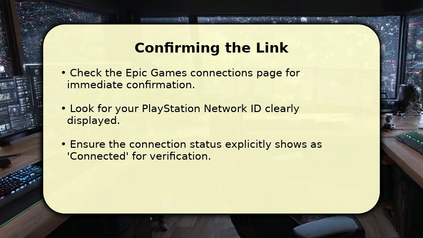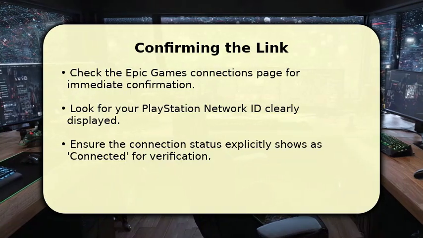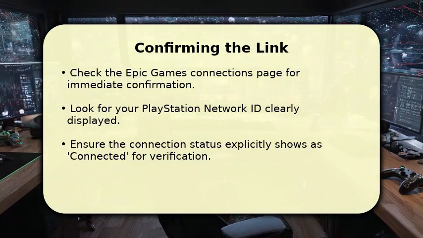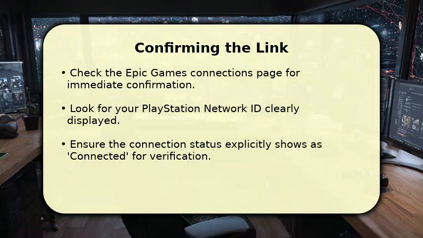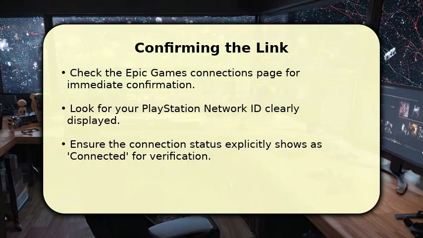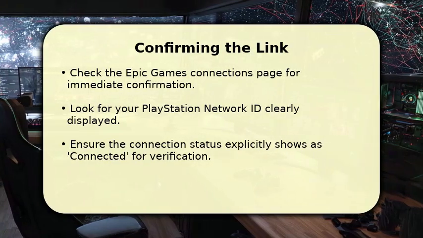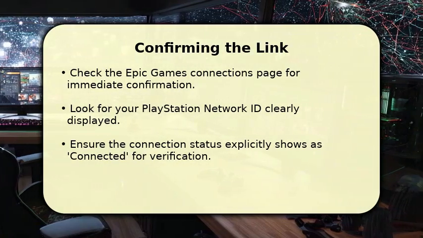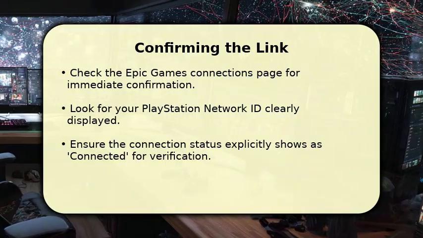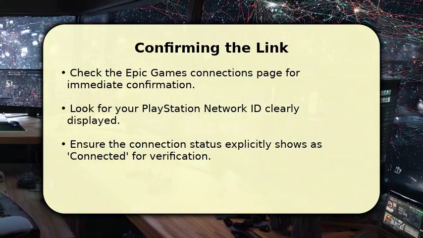On the Connections page, under the Accounts tab, you should now see your PlayStation Network ID displayed next to the PlayStation Network option. The status should clearly indicate connected. This confirms that your PlayStation 5 console is now successfully linked to your Epic Games account, allowing for seamless integration.